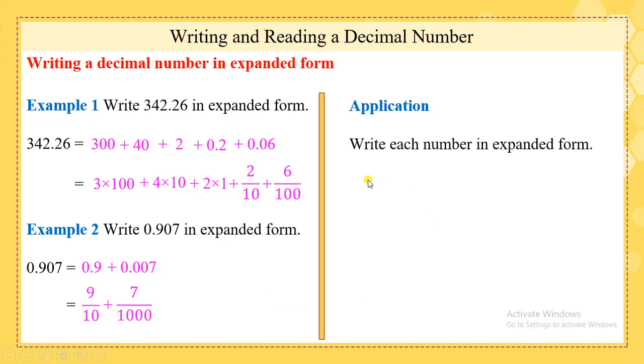Application. Write each number in expanded form. 6.943, 700.02. Please pause the video and solve the application. The expanded form now of 6.943 is 6 plus 9 over 10 plus 4 over 100 plus 3 over 1000. The expanded form of 700.02 is 7 multiplied by 100 plus 2 over 100.